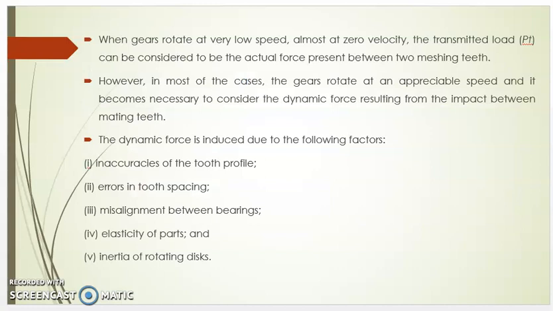When gears rotate at very low speed, almost at zero velocity, the transmitted load PT can be considered to be the actual force between the two meshing teeth. However, in most of the cases, the gears rotate at an appreciable speed and it becomes necessary to consider the dynamic force resulting from the impact between the mating teeth. The dynamic force is induced due to the following factors: first, inaccuracies of the tooth profile; second, errors in tooth spacing; third, misalignment between bearings; fourth, elasticity of parts; and fifth, inertia of rotating discs.